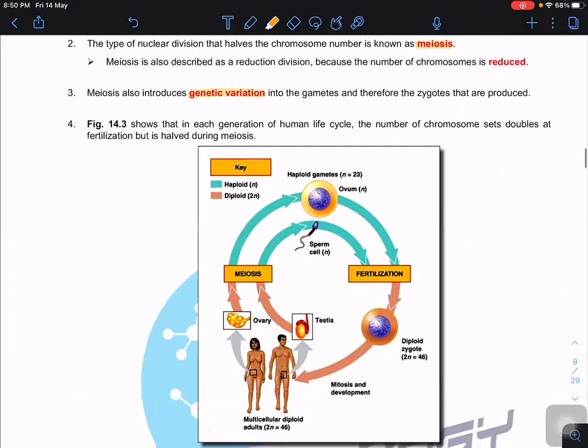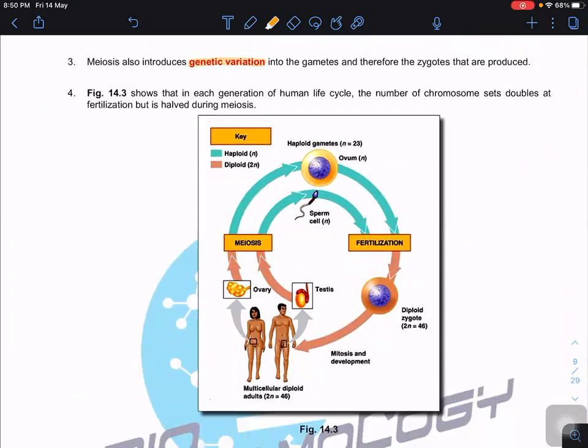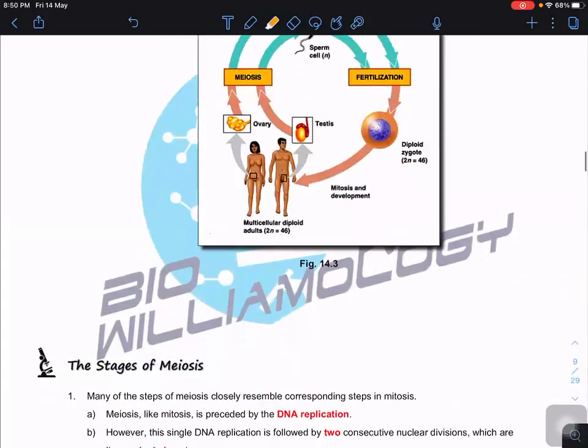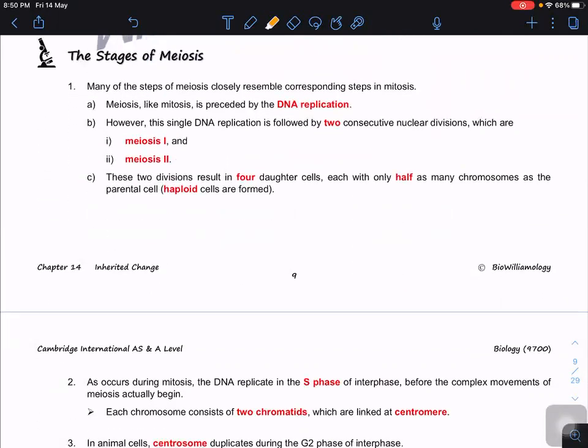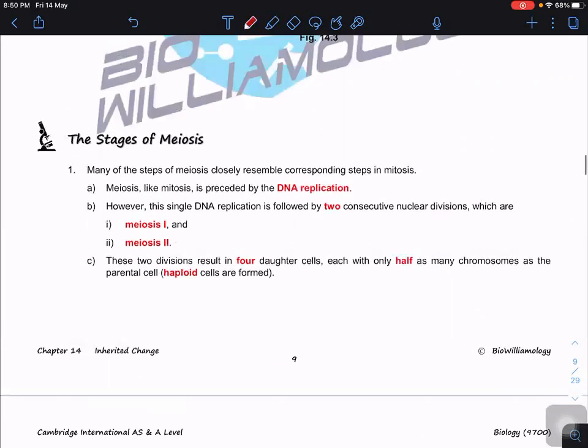This diagram summarizes the life cycle involving the chromosome number, whether double or half, during meiosis. So what are the stages of meiosis? It is almost the same as mitosis. We are going to start with interphase, followed by meiosis 1.